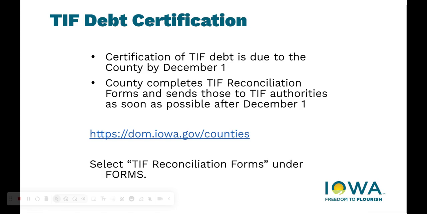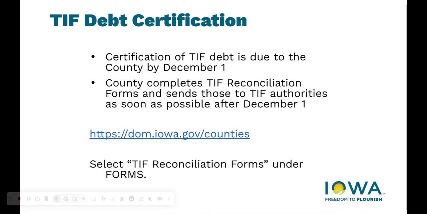And that's just, again, a communication tool between you and the TIF authorities. It's saying, hey, this is what I show for your certification. In a given year, you may not have any new debt certified, but you still need to do that reconciliation form, so you and the TIF authority can be on the same page regarding any outstanding TIF debt and what has been paid towards that TIF debt over time.